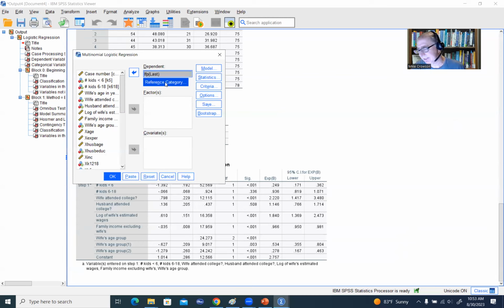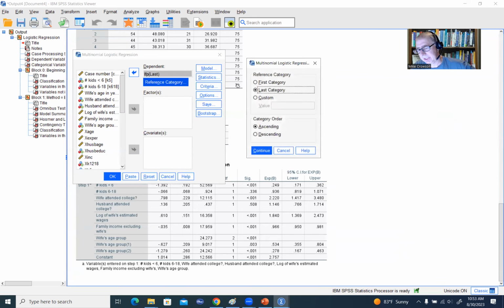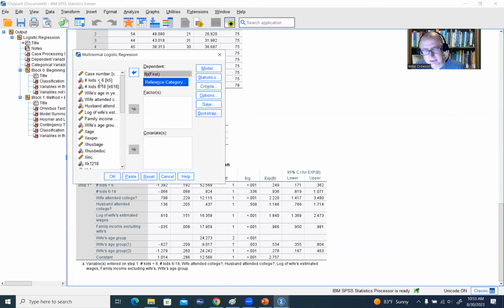Now, in this case, we have to set a reference category. By default, when we ran our analysis through our previous approach, the default reference category was the group that had the lowest value on the dependent variable, which was women who were not in the labor force. But in this case, we have to make an active selection. So I'm going to click on reference category here and select first category to keep it consistent. Next we'll click continue, and we'll move our variables over.